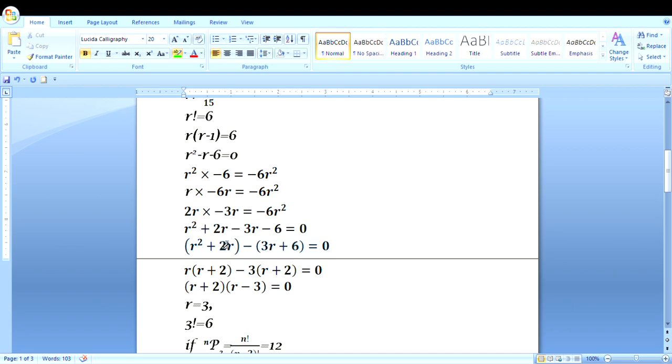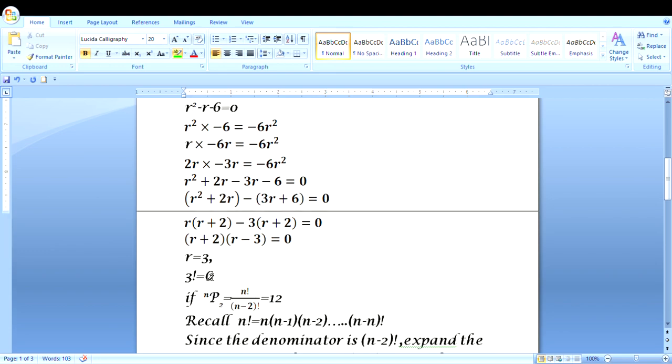Then the common factor here is r, so we have r into (r plus 2) minus 3 into (r plus 2). You see that r plus 2 and r plus 2 are common, so we factor it out, and what is left is r minus 3. So this becomes (r plus 2)(r minus 3) equals 0. Here the value of r that satisfies this equation is r equals 3, because 3 factorial is 6.